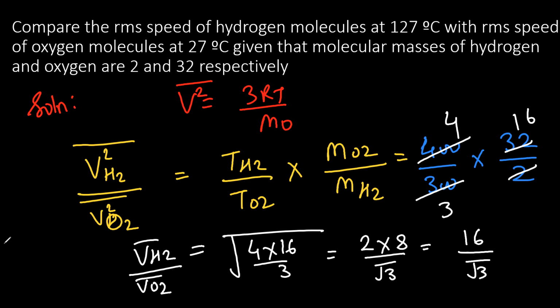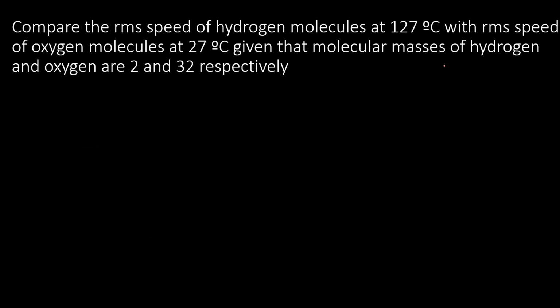So what is your answer? The answer is 16 by root 3. Let me check. The square root of 8 is 4. Sorry. The square root of 16 is 4, the square root of 4 is 2, and 2 into 4 is 8 by root 3. So what is the ratio of the velocity of hydrogen and oxygen? The RMS speed ratio is 8 by root 3. Simple. Same formula, there are two or three sums. Okay. Let's see the next one.